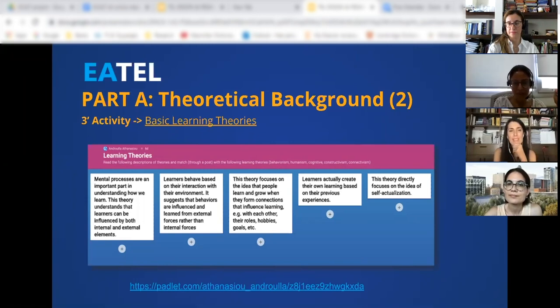What about the last two? Learners actually create their own learning based on their previous experiences. And this theory directly focuses on the idea of self-actualization. Yes, that's right. So the first description is cognitivism. The second one matches with behaviorism. The third one, connectivism. The fourth one, constructivism. And the fifth one, humanism.